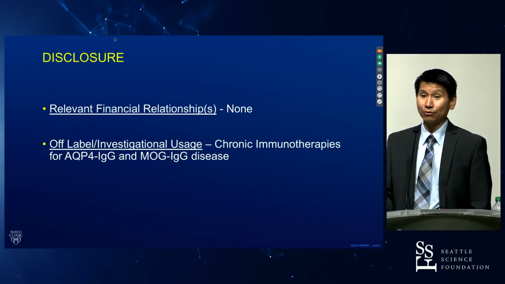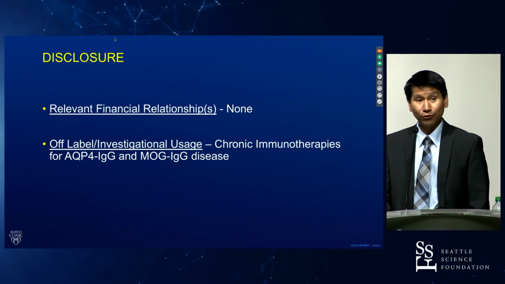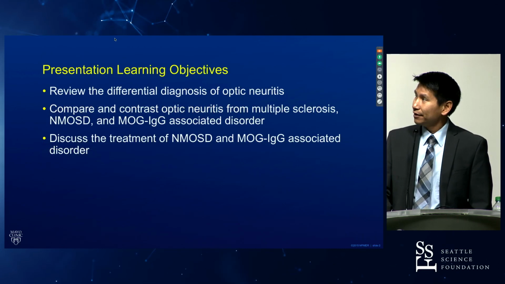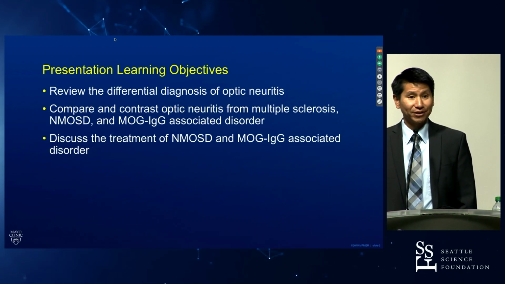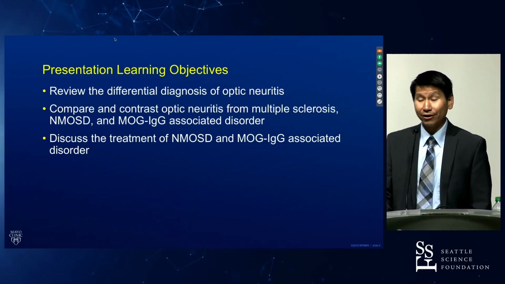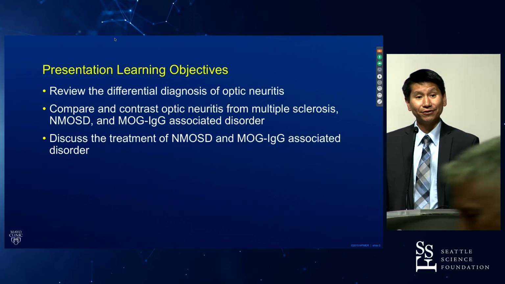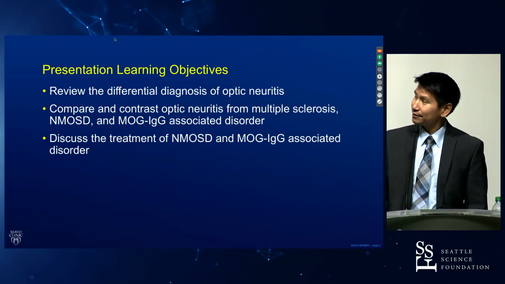We are going to talk about some chronic immunotherapies for MOG-associated disease and AQP4 NMO. And our learning objectives are to review the differential diagnosis of optic neuritis. We're going to compare and contrast MS, NMO, and MOG, and we're going to talk about the treatments for these atypical optic neuritis cases.